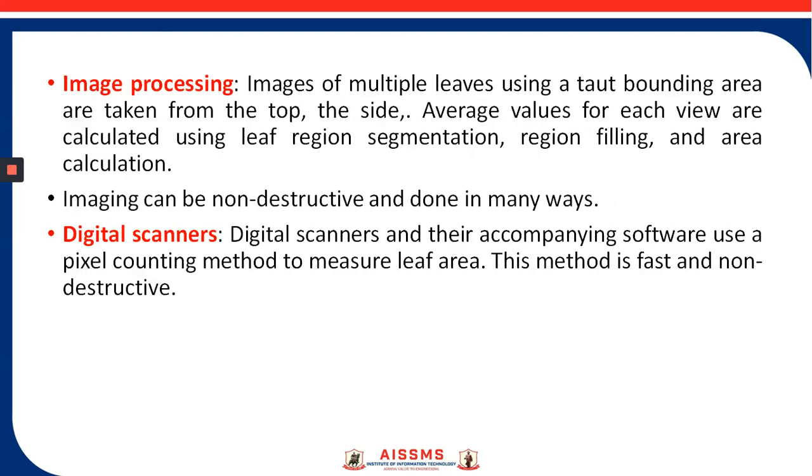The next process is image processing. In image processing, multiple leaves with a taut boundary are imaged from the top and side. The average value of each view is calculated using the leaf region regression method, region filling and area calculation. Imaging can be non-destructive and done in many ways. So the image processing leaf area measurement technique is a non-destructive method of measurement. And next is the digital scanner. Digital scanners and their accompanying software use a pixel counting method to measure leaf area. This method is fast and non-destructive.